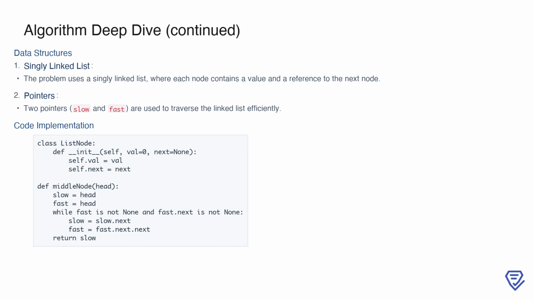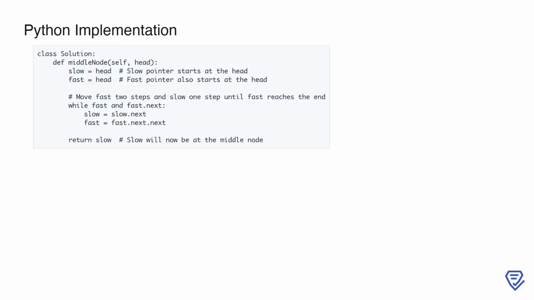This implementation solves the problem of finding the middle node of a singly linked list using the two-pointer technique. The algorithm is efficient, operating in O(n) time complexity where n is the number of nodes in the list, and O(1) space complexity since no additional data structures are used. The function starts by initializing two pointers, slow and fast, both pointing to the head of the linked list. These pointers will traverse the list at different speeds.